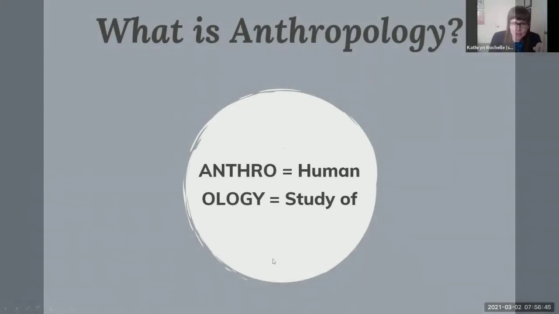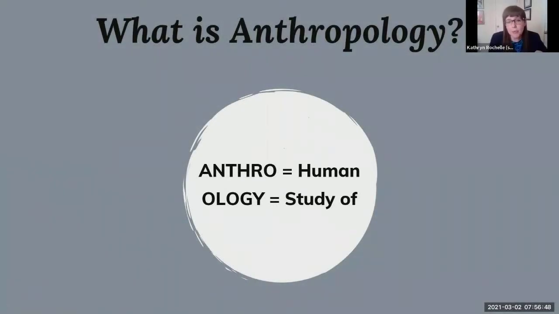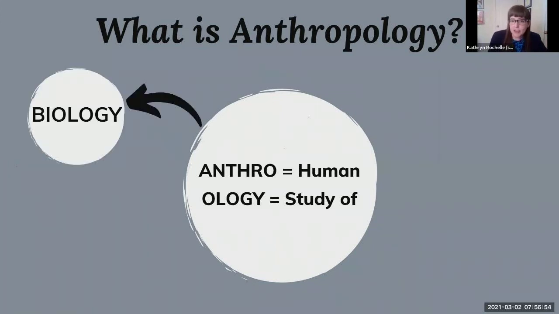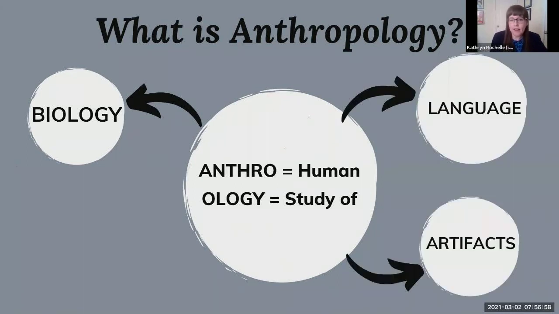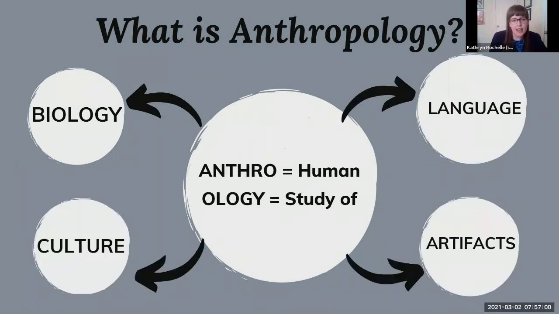So, what is anthropology? Anthro means human, ology is the study of. So, anthropologists study humans. We study their biology, like human evolution. We study language. We study artifacts using archaeology. And we also study culture. Mostly, I work in this culture sphere here.